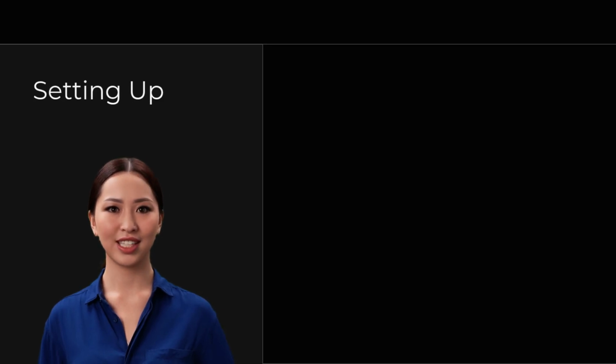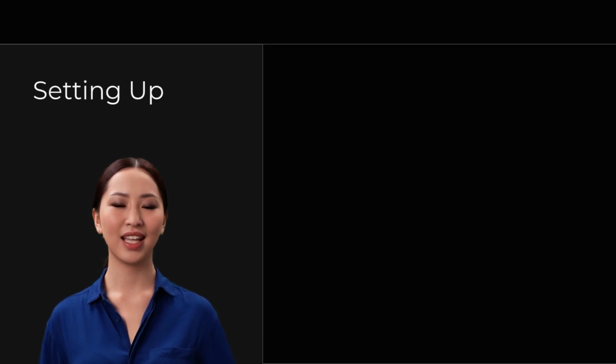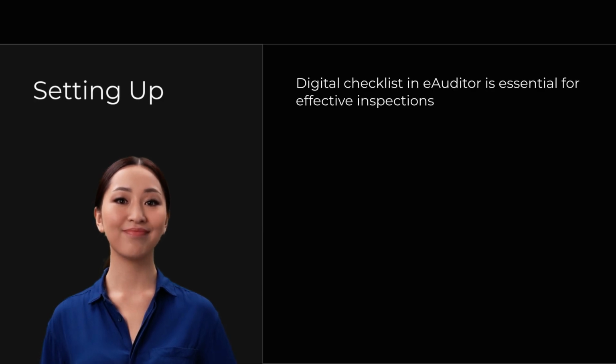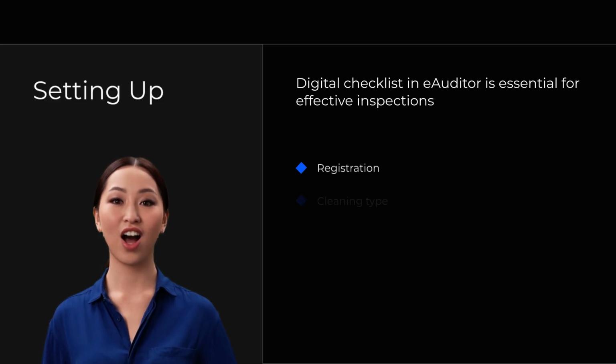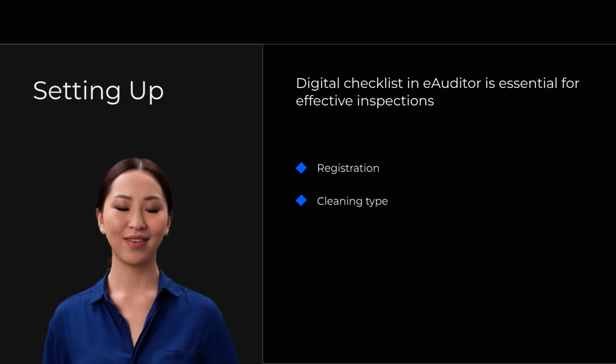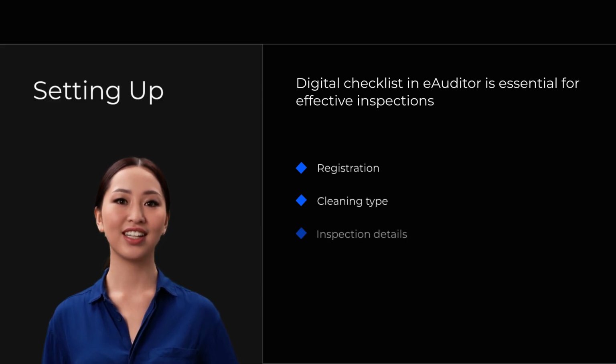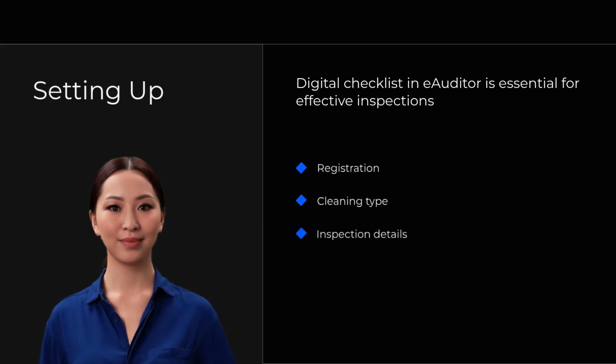Setting up a digital checklist in eAuditor is key. It includes aircraft registration, cleaning type, and inspection details. Responses are categorized as yes, no, or not applicable. Failed items require comments and photo evidence. Automatic corrective action creation ensures issues are addressed promptly.